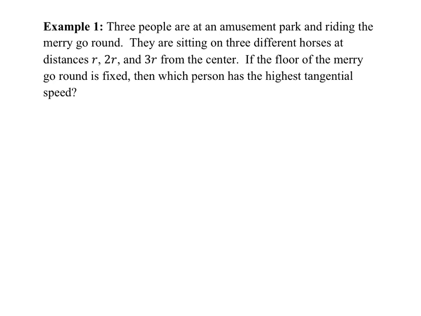So the question here says, if the floor of the merry-go-round is fixed, then which person has the highest tangential speed? Think about it for a second. Maybe spend about 30 seconds drawing a diagram, and again, discuss with the person next to you. Try to figure out which of these. The diagram might help if you're struggling with the idea. I would recommend doing that first. Talk for about 30 seconds, then we'll go over it.